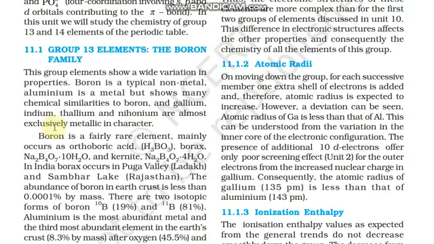Next, boron occurs in two forms, that is B10 and B11, where B10 is 19%, whereas B11 is 81%. It means that B11 is the most abundant form of boron.